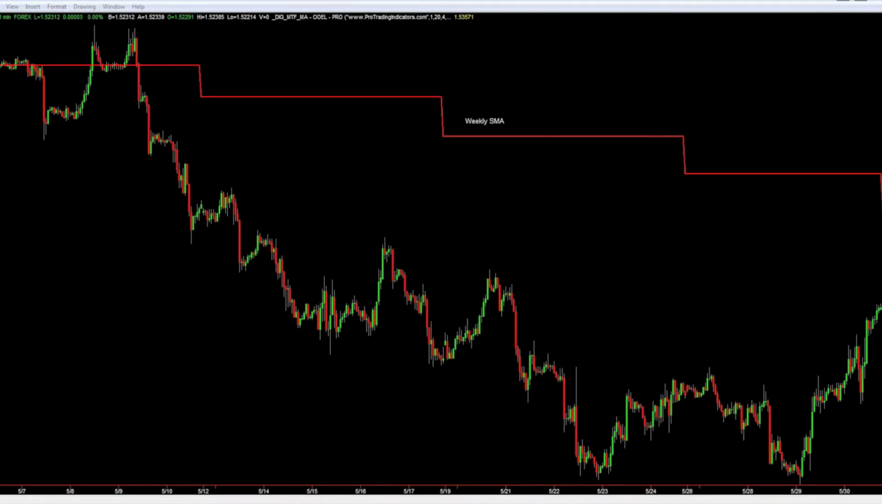Our indicator works on stocks and futures and also Forex. Here's an example of the British pound US dollar currency pair on the 60-minute chart with a weekly SMA reference on it, and another way to just sort of see when price is interacting with the weekly moving average, how it moves away from it, and how it's a good way to sort of time your trades as well.